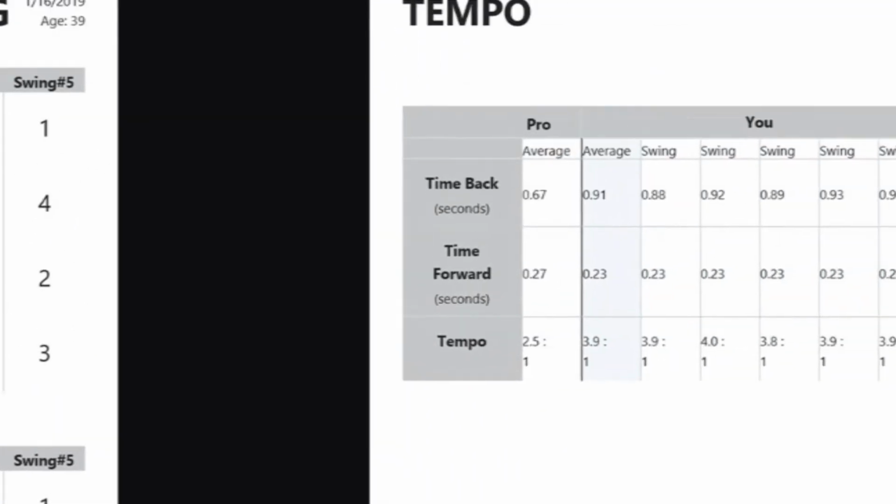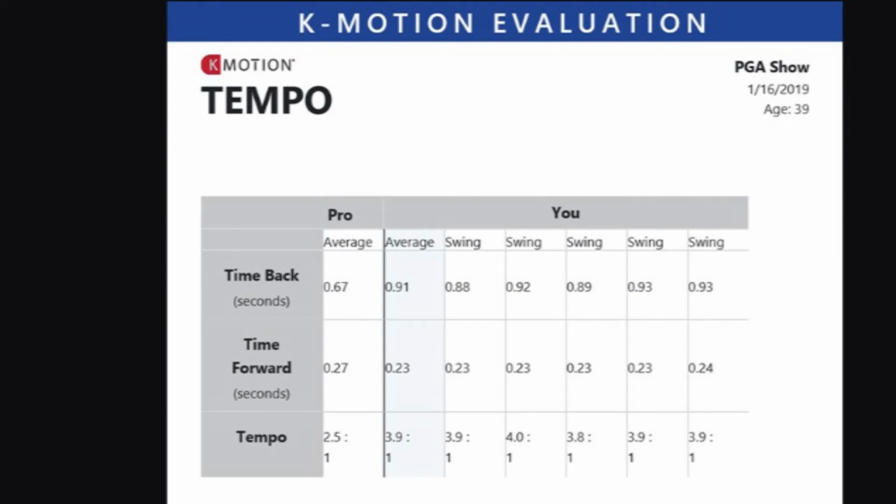And then the final page is the tempo page. I actually had some really cool experiences using the tempo page with people who didn't have a lot of positional issues and things like that, but swing tempos were off. I had one guy who said he had the fastest backswing in the history of man, no faster. His tempo was 5-1. I said, no, you don't. I was able to show him this page.